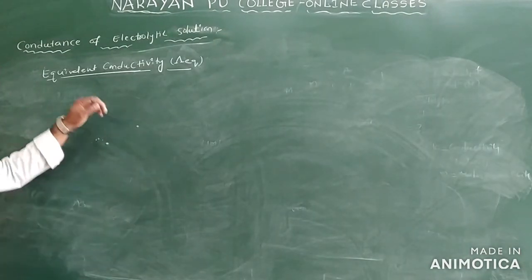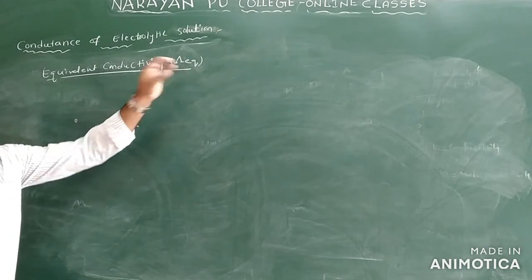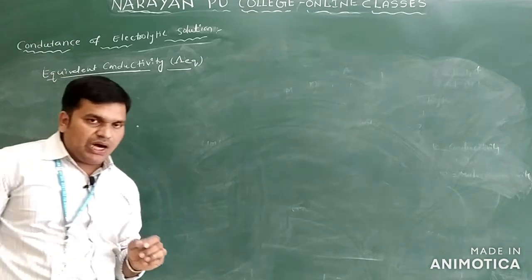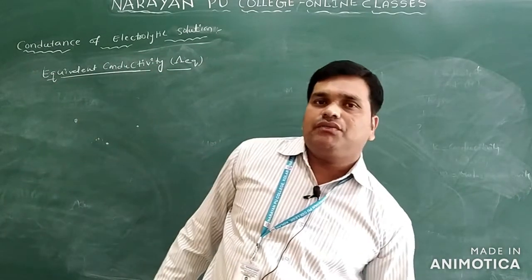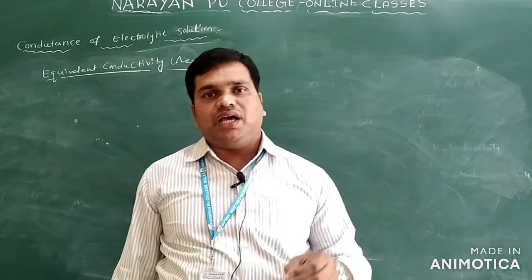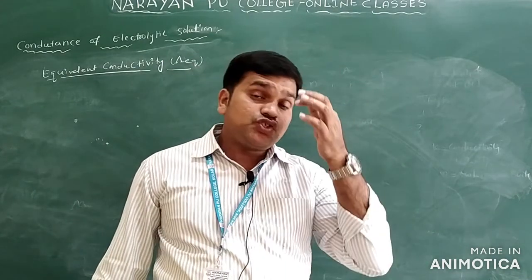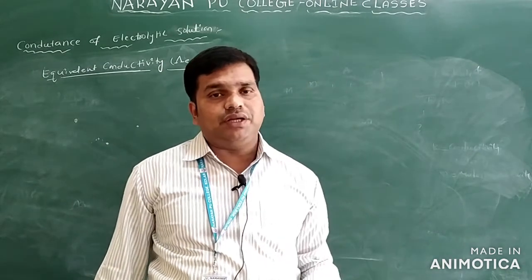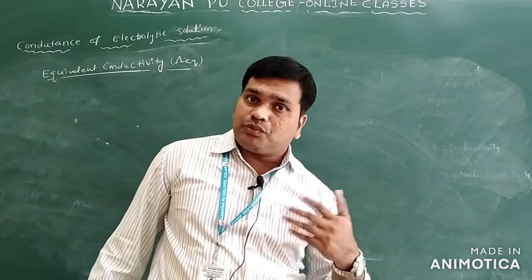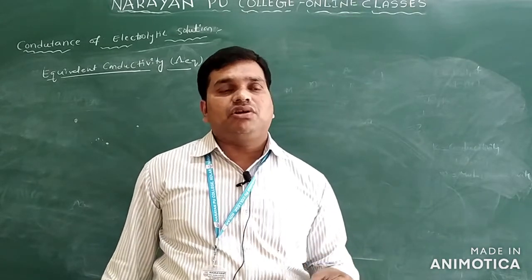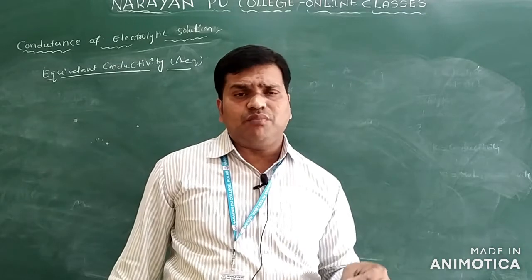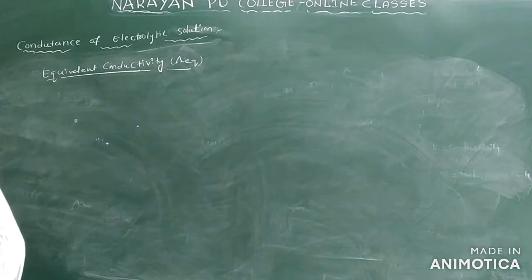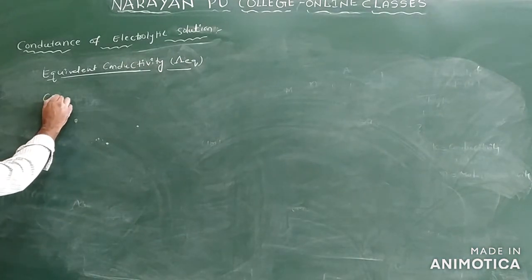See the next one, we have equivalent conductivity, that you are calling capital lambda EQ only. So how can you define this equivalent conductivity? Conductance of all ions produced by dissolving 1 gram equivalent weight of the electrolyte in a solution only. Conductance of all ions produced by dissolving 1 gram equivalent weight of the solute in a solution is called equivalent conductivity only.